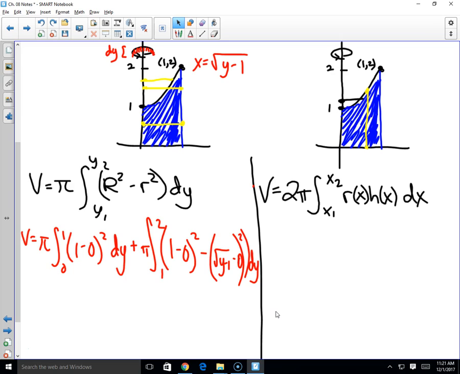What would happen if I tried to do square root of y minus 1 from the interval 0 to 1? It doesn't exist. There aren't any y's. This function doesn't even go down that low. So I had to add this extra piece. I had to add the cylinder on the bottom.